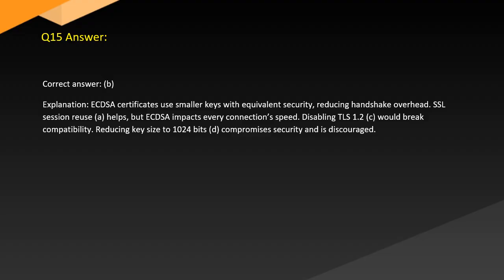Answer. Correct answer: B. Explanation: ECC certificates use smaller keys with equivalent security, reducing handshake overhead. SSL session reuse (A) helps, but ECC impacts every connection's speed. Disabling TLS 1.2 (C) would break compatibility. Reducing key size to 1024 bits (D) compromises security and is discouraged.